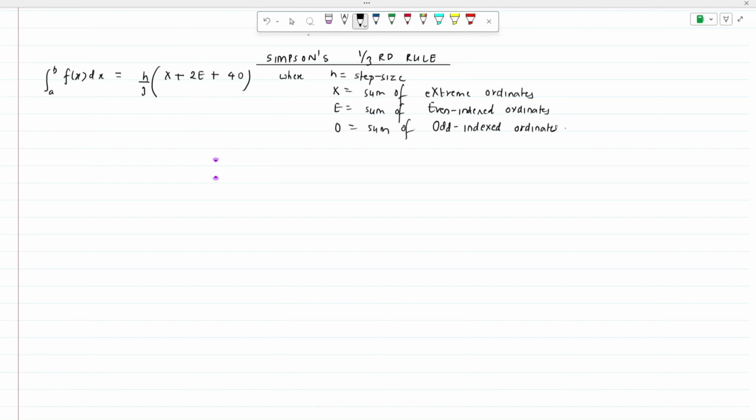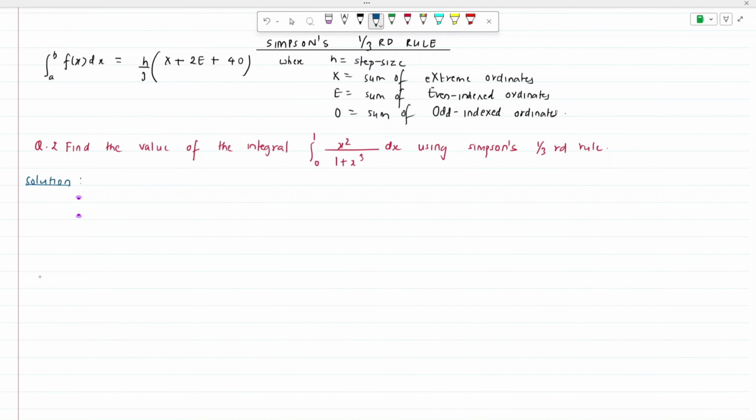Now let's again solve a numerical using Simpson's 1/3 rule. When you do Simpson's 1/3 rule, there is a requirement. The number of subintervals that you break your interval AB, in this case 0 to 1, into should be even.